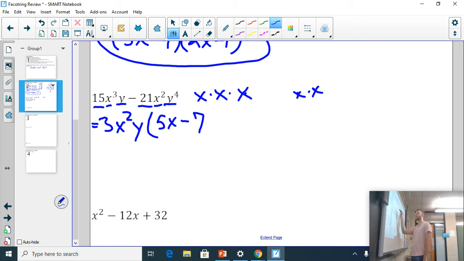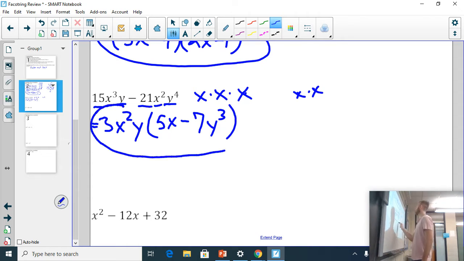And then we have the x squareds, and then we're missing 3 of these y's. We need 3 of those y's. And so that would be our final answer. That's just factoring out a single greatest common factor.